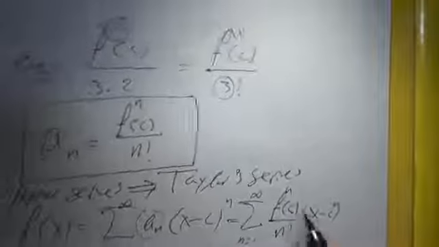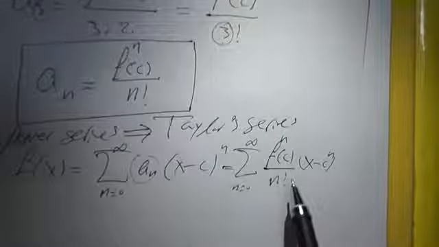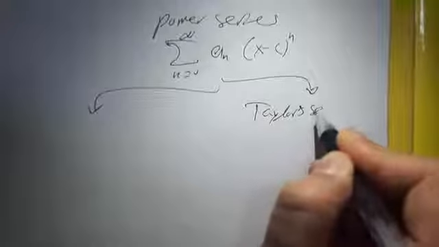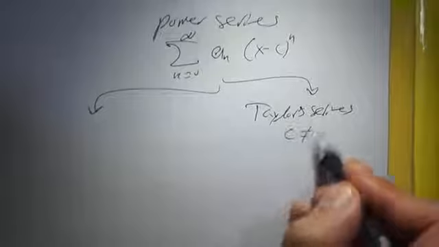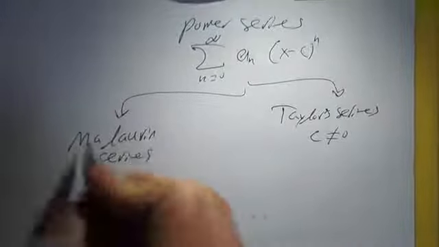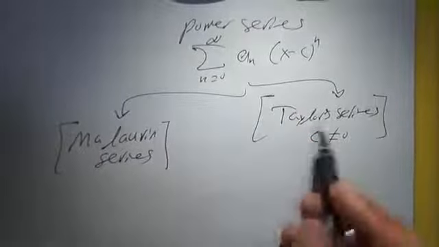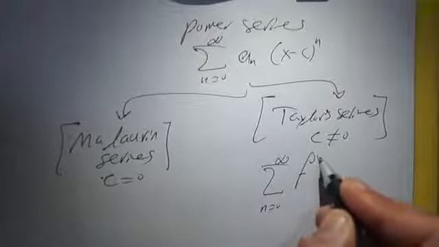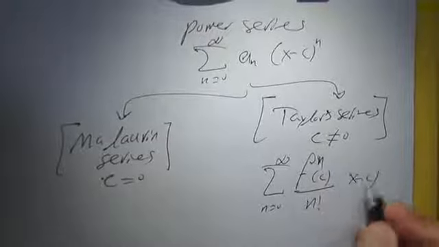هنالك حالة خاصة عندما c هي 0 نطلق على هذه السيريز تسمية جديدة، نطلق عليها تسمية ماكلوران سيريز. بالتالي تايلر سيريز باور سيريز، اللي هي الصيغة العامة لها sum n equals 0 to infinity an x minus c to power n، لها صيغتان الآن: تايلر سيريز c لا يساوي 0. عندنا ماكلوران الصيغة الأخرى اللي هي صيغة Maclaurin series، تايلر series عندما c يساوي 0. الصيغة العامة للتايلر series تصبح sum n equals 0 to infinity المشتقة n عند c مقسوم على n factorial x minus c to power n.